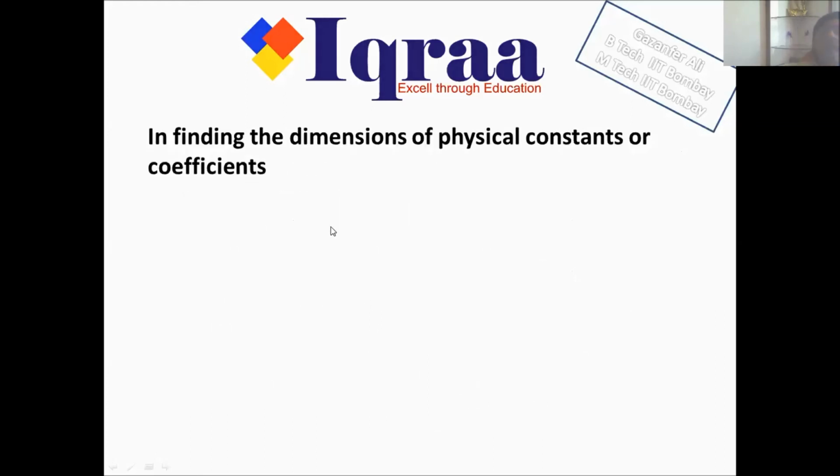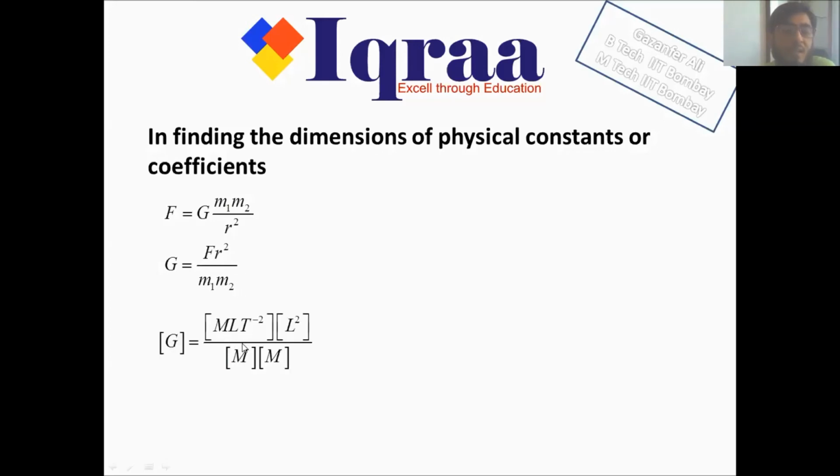Now, if you want to find the dimensions of a physical constant, for example, F = G m1 m2 / r². This equation was discovered by Newton, and in this, G is not a dimensionless constant. G has a dimension. So, assuming this equation to be correct, if we rearrange it, G = F r² / (m1 m2). Now, if I want to equate the dimensions of the left hand side and right hand side, I'll put all the appropriate dimensions of force, length, and mass in the right hand side and simplify it.